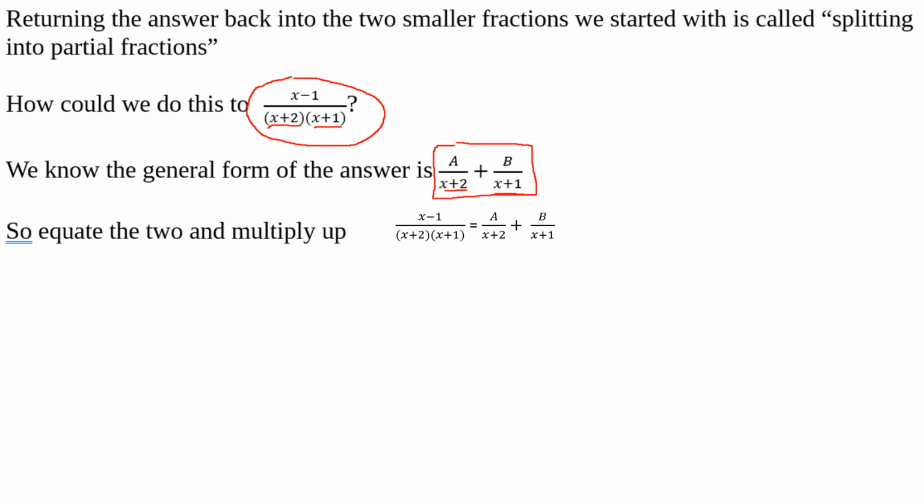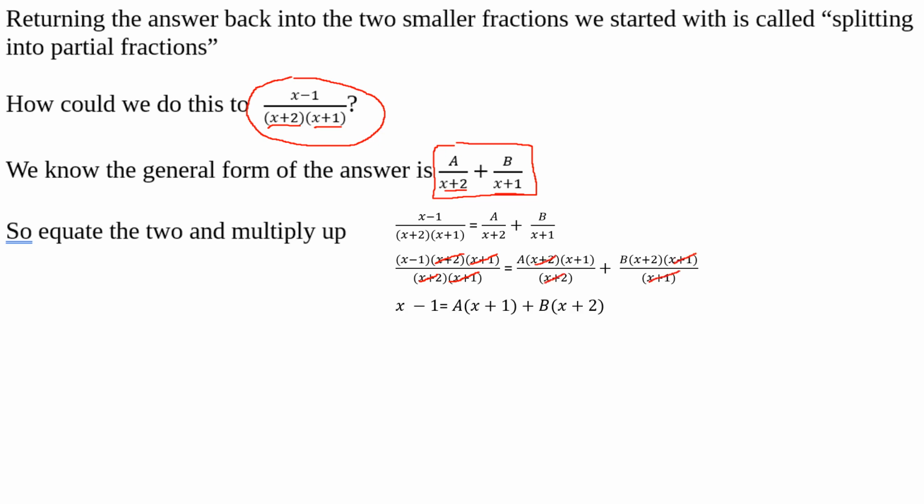We're going to multiply every single thing there by x plus 2, x plus 1, and then that'll allow us to do some simplifying. We can cancel out the x plus 2 and the x plus 1 here, we can cancel out the x plus 2's here, we can cancel out the x plus 1 here, and we just end up with a nice, straightforward, linear expression.